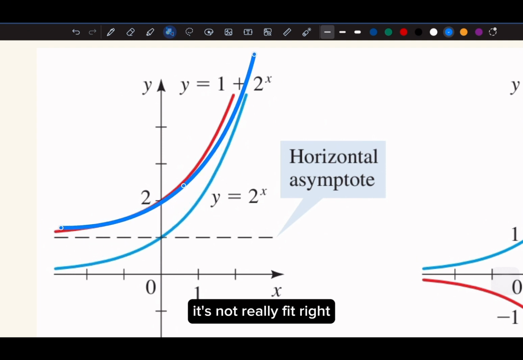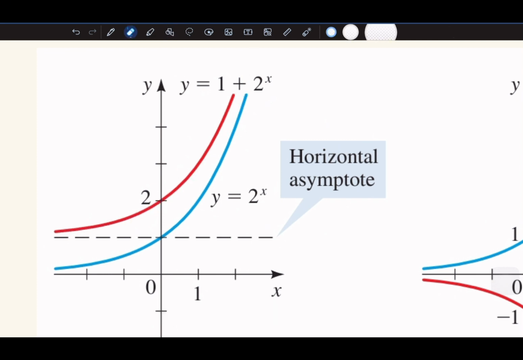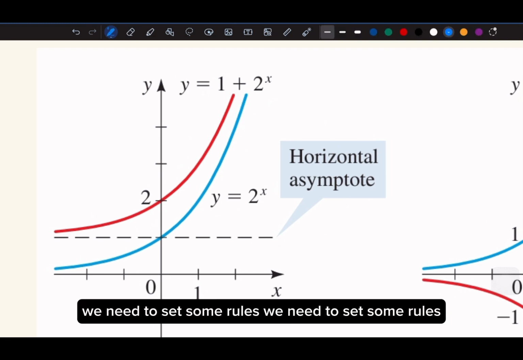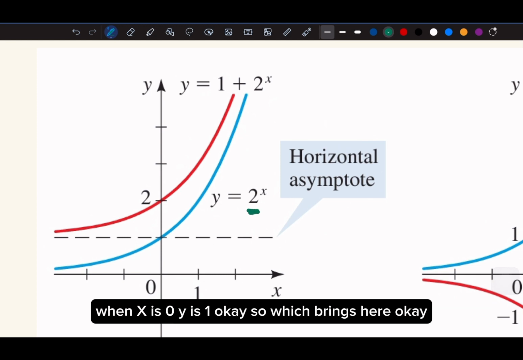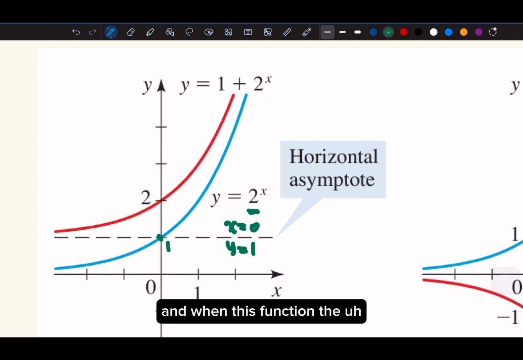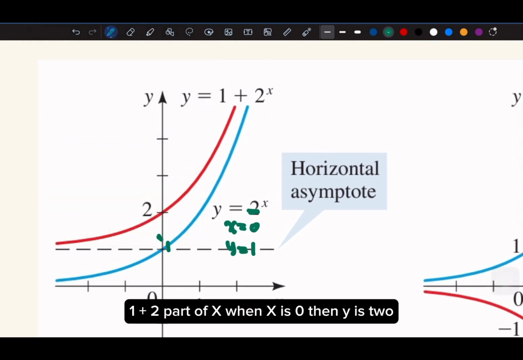it's not really fit, right? So what is happening here is actually we need to set some rules. Okay, we need to set some rules, which is that for 2 power of x, when x is 0, y is 1. Okay, so which means here. And when this function, 1 plus 2 power of x, when x is 0, then y is 2. So that is going to be the first indication.